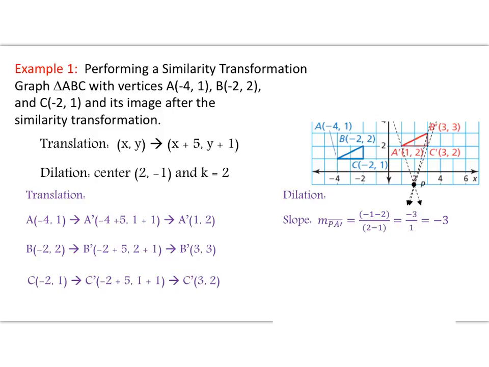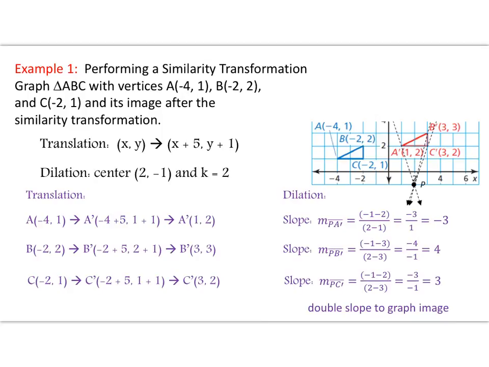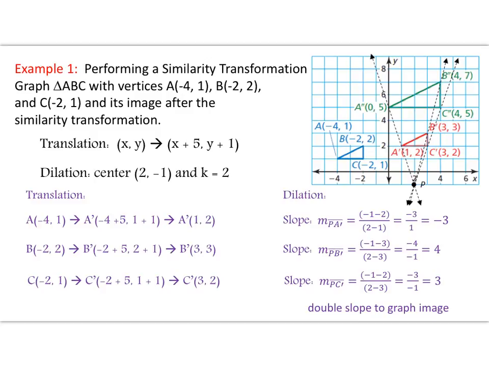resulting in a -3. And we want to double that scale factor. So we will go up 3 and left 1 from there. And then to get the slope from P to B prime, you get a result of +4. So that means we'll go up 4 and over 1 to the right. And then the last slope from P to C prime results in a +3. So we will double that as well. So your dilation should be resulting in this figure.